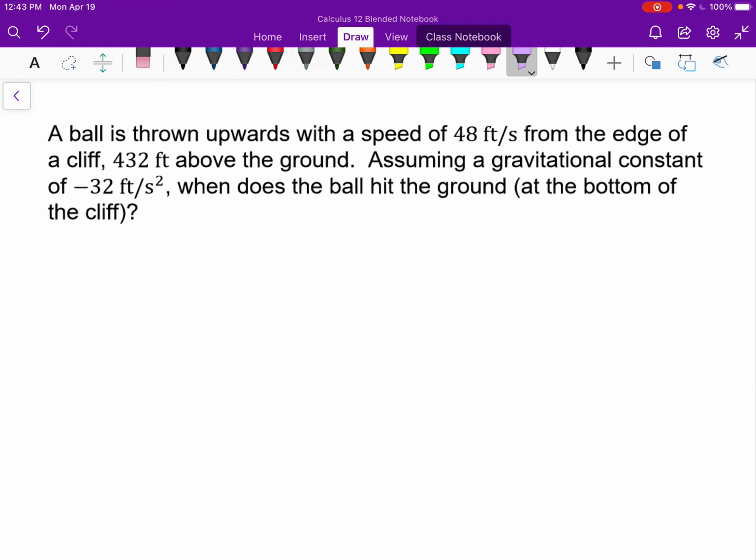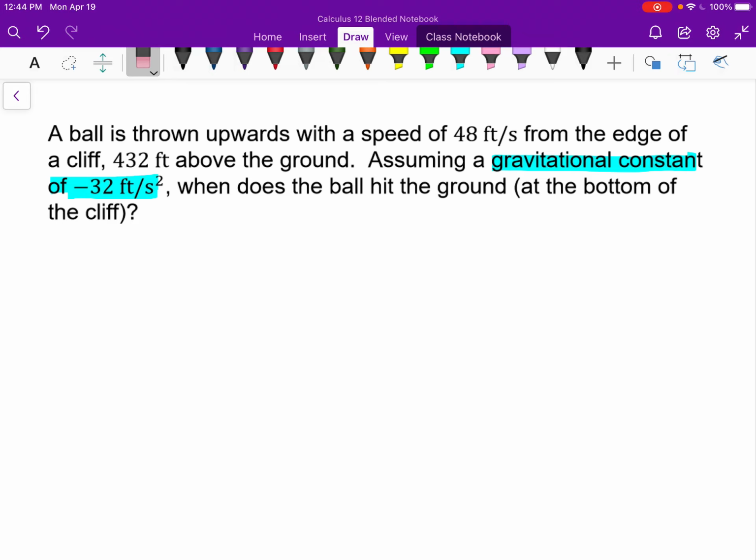And so a ball is thrown upwards with a speed of 48 feet per second from the edge of a cliff, 432 feet above the ground, assuming a gravitational constant of negative 32 feet per second. And I will say that part there, that's the acceleration due to gravity. That's the equivalent of negative 9.81 meters per second squared in metric, which you see a lot in basic physics courses. That's the equivalent in feet instead of meters. Negative 32 feet per second squared.